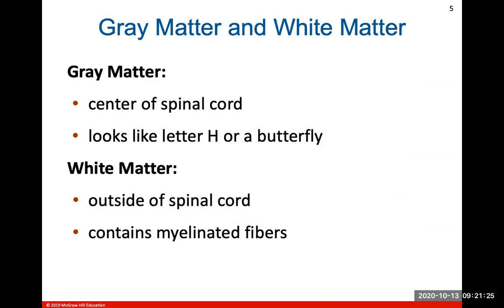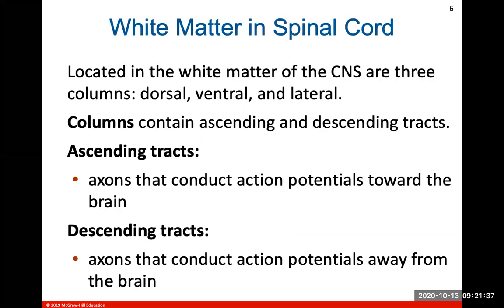Gray matter is the center of the spinal cord. Some people say it looks like the letter H or a butterfly. White matter is the area outside of the spinal cord that contains the myelinated fibers. The white matter of the central nervous system is organized into 3 columns, also called funiculi. The columns contain ascending and descending tracts of neurons, so going to the brain and from the brain. The ascending tracts are axons of neurons that conduct action potentials toward the brain, and descending tracts contain axons of neurons that conduct action potentials away from the brain.